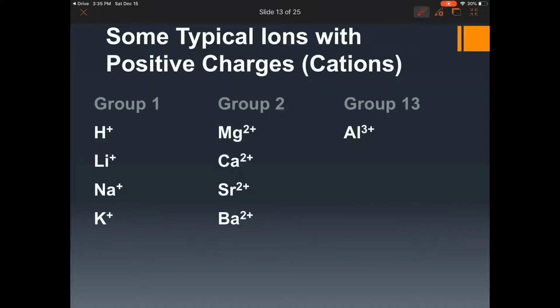So some types of typical ions that you're going to see with positive charges. We've got hydrogen, lithium, sodium, and potassium, all with +1s. Magnesium, calcium, strontium, and barium, all with +2s. And aluminum with your +3.